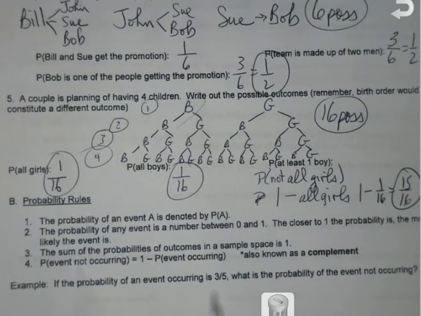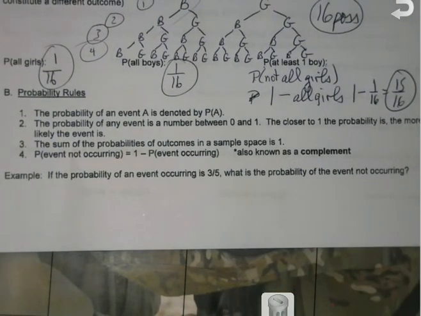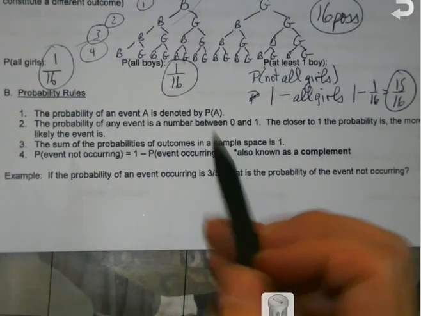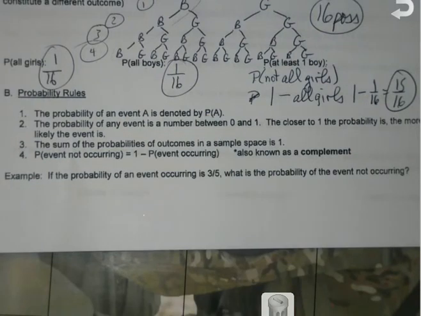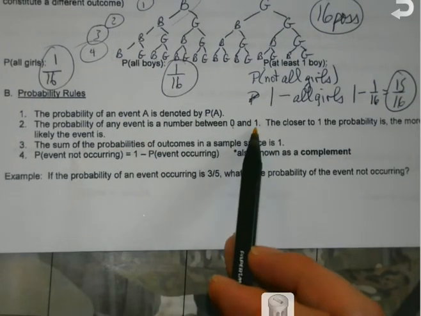Okay, something to consider. So then we move up to probability rules here. So the probability of an event is denoted by P sub A. Okay, again, the P stands for probability. The probability of an event occurring is between 0, no chance, and 1, it's going to happen.